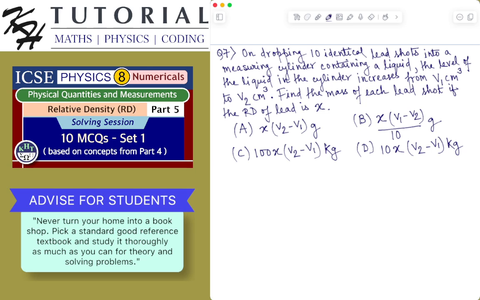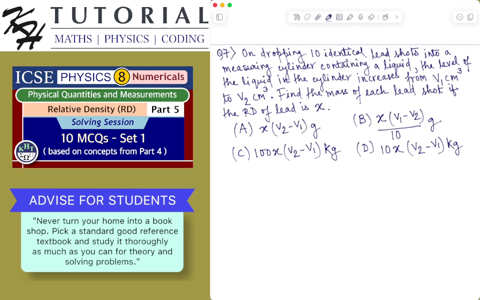This is the concept. Okay, so it is given that the level of the liquid in the cylinder increases from V1 centimeter cube to V2 centimeter cube. Find the mass of each lead shot if the relative density of lead is X. So the problem is asking to find the mass of each lead shot. Now to know the mass of each lead shot, what do we need? We need its density, that is the density of lead, and the volume of each shot. So first of all, we need to know the density.